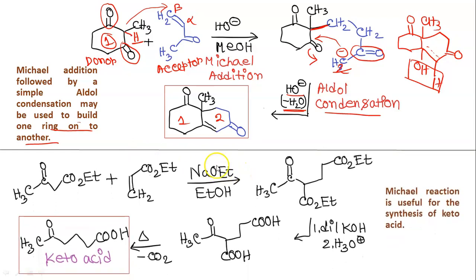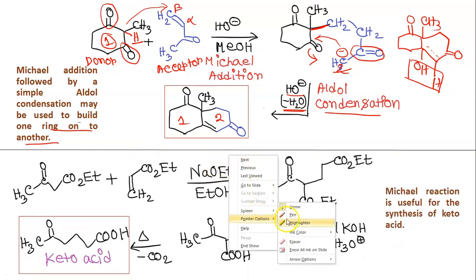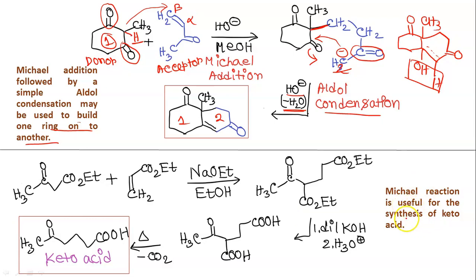The third application, we can use Michael for the synthesis of keto acid. Keto acid means there will be a carbonyl group, and also there will be a carboxylic acid. So here our donor is this one, and this CH2 is the active methylene because of the presence of 2 electron withdrawing groups, COCH3 and CO2Et, and this is an alpha beta unsaturated ester.